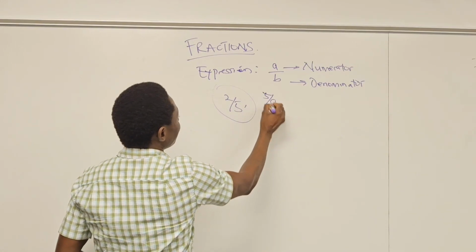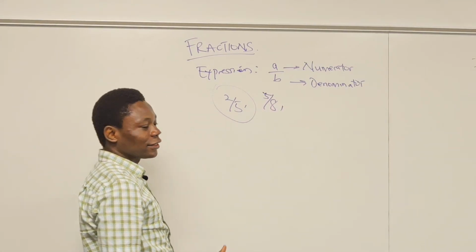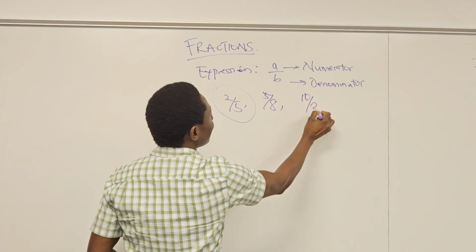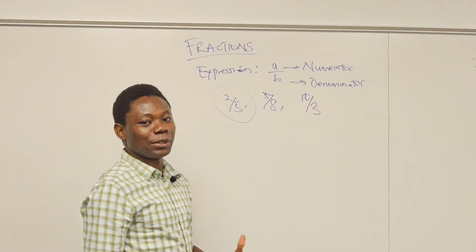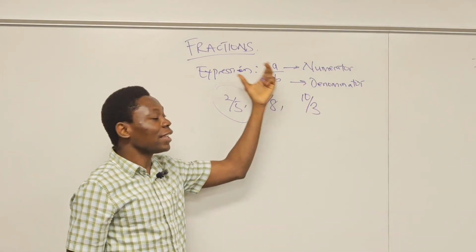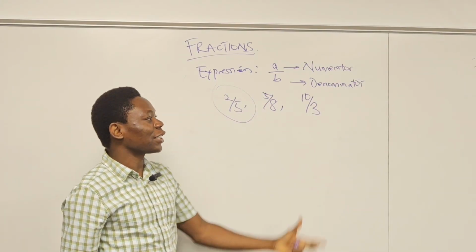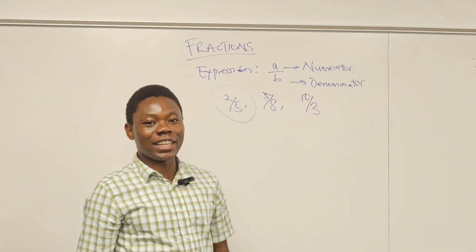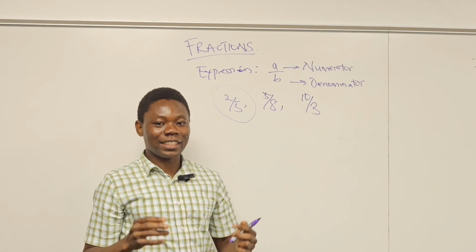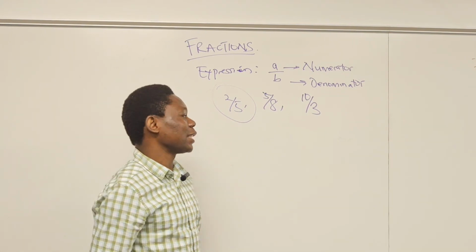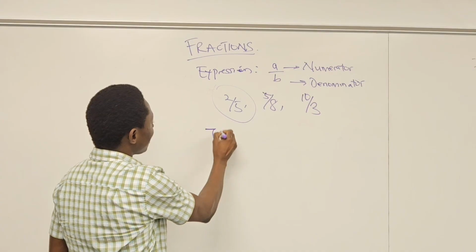5 over 8 is a fraction. Even 10 over 3 is a fraction. Any expression that can be written in the form of a over b is by definition a fraction. Now, there are 3 basic ways that a fraction can be expressed. So let's talk about the types.